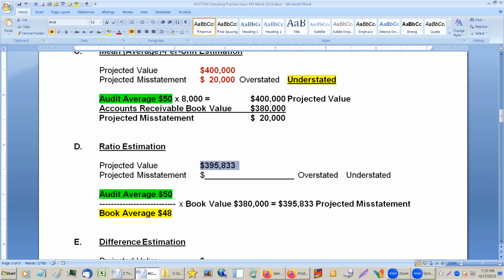No, I said that wrong. I don't know what I'm doing here. Projected value. I took Benadryl, so I think I'm saying goofy things now. Okay, so.